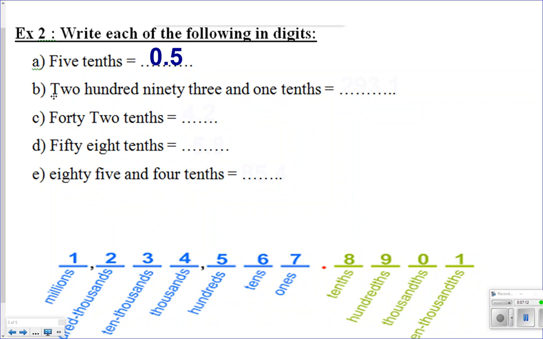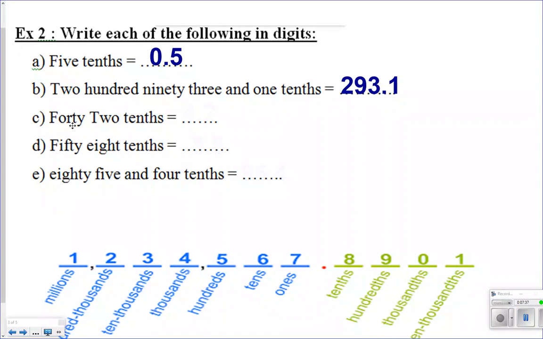Question B, 293 and 1/10. We have 293 as a whole part, so I write 293 as the whole part, and 1/10, so in the place value of tenths I write 1. This way, 293 decimal point 1.